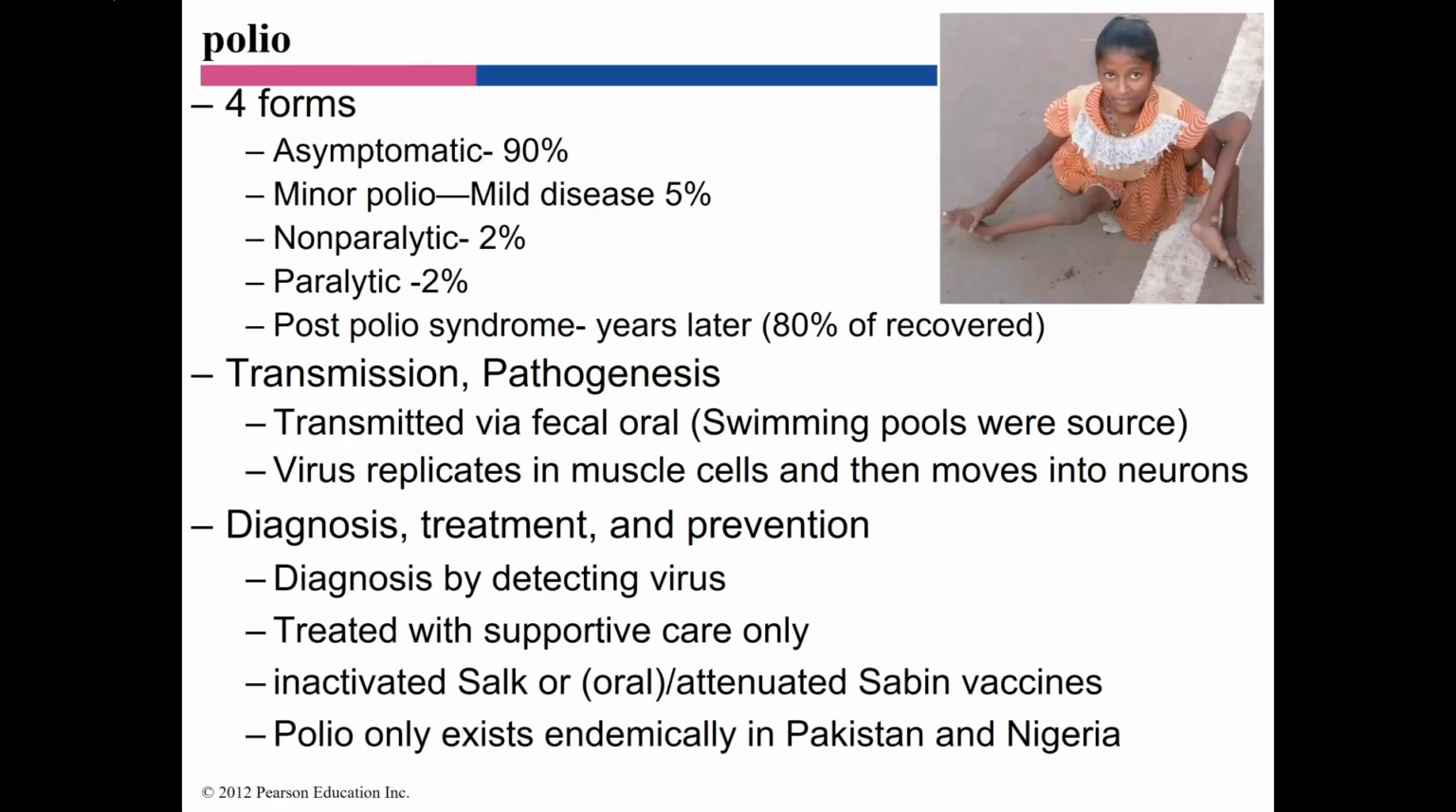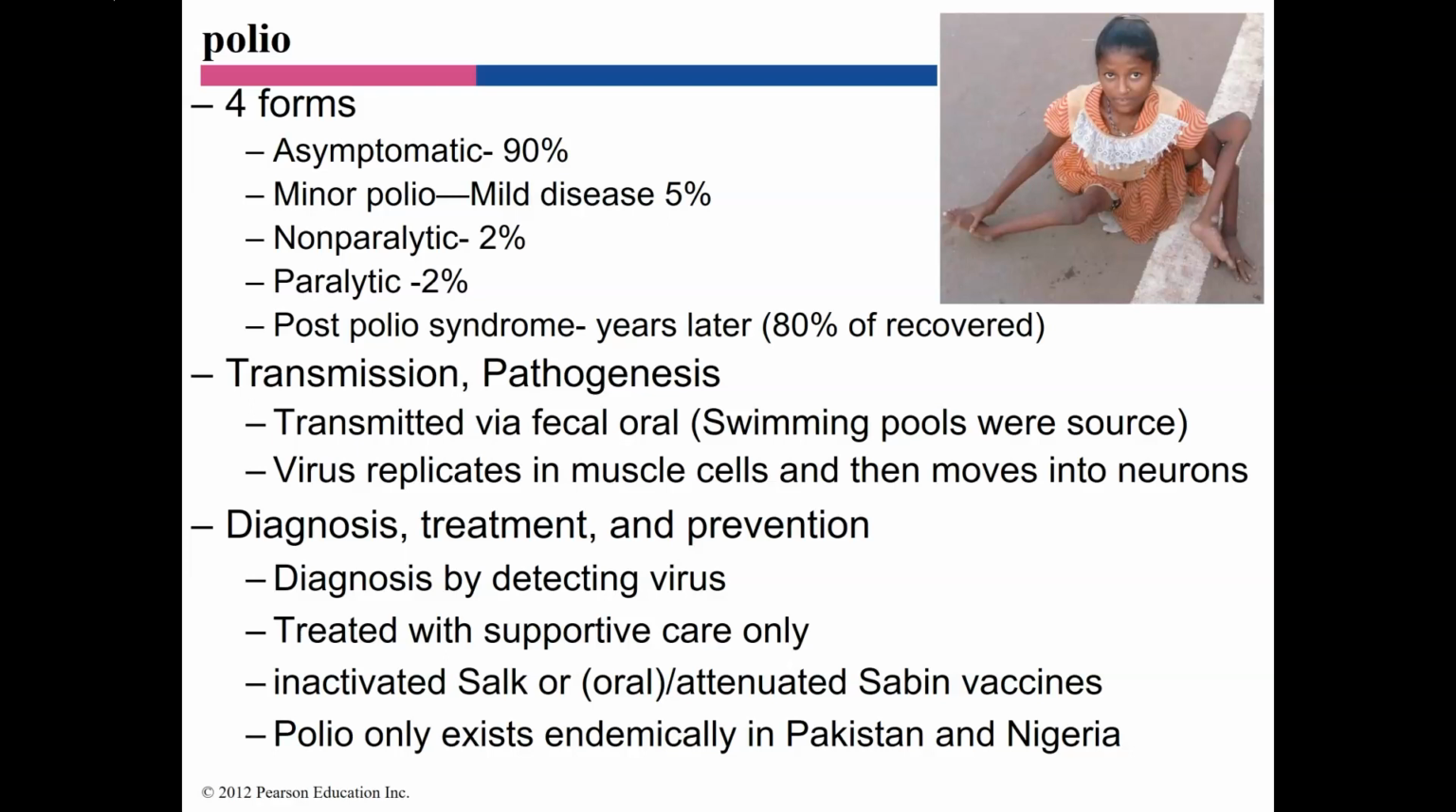Polio is another important viral disease of the CNS. There are 4 forms of the infection. Perhaps surprising to many is that most disease is asymptomatic. When you do have symptomatic disease, those cases range from mild disease in about 5% of the cases, non-paralytic, which is a slightly more severe form of the infection, and finally paralytic polio in about 2% of all polio cases. However, for those that are affected by polio, there is a post-polio syndrome that affects 80% of recovered patients. These patients experience a degeneration of their muscles and their nervous system that occurs later, sometimes years later.